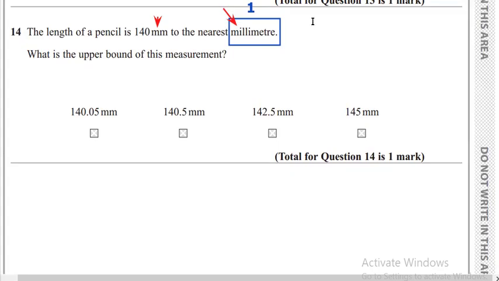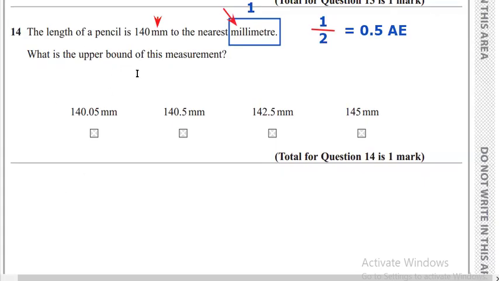Now you take this one and divide it by 2. Why are we dividing by 2? Because we have two things, which are upper and lower bound. So we always divide by 2. Now 1 divided by 2 equals what? Equals 0.5. What is the 0.5? It's the absolute error.